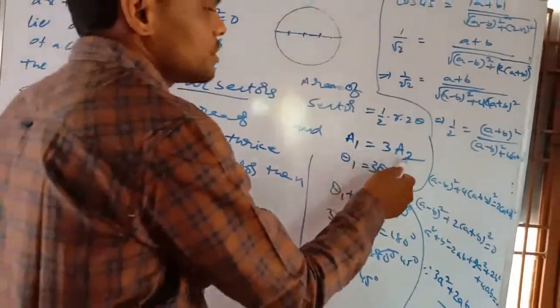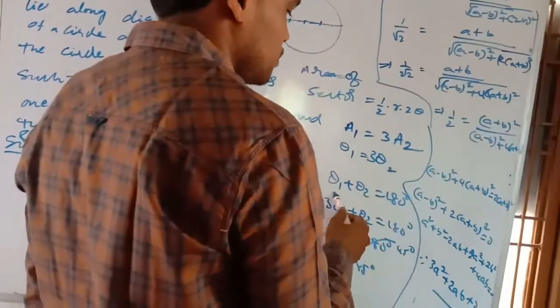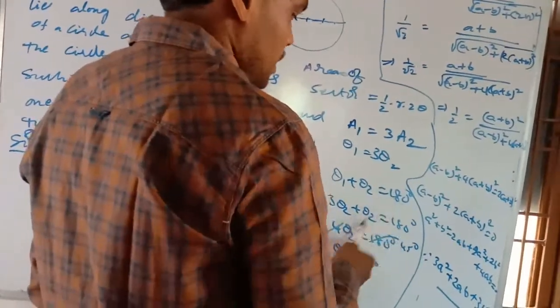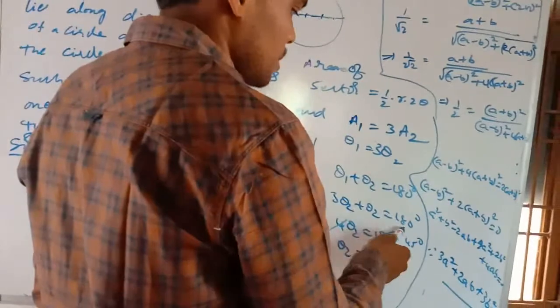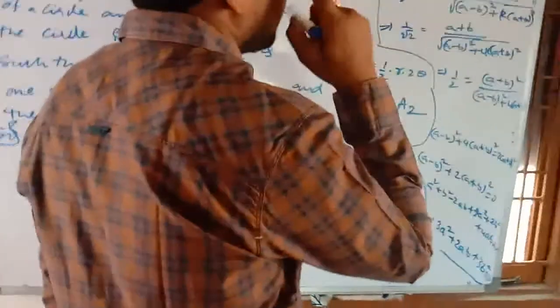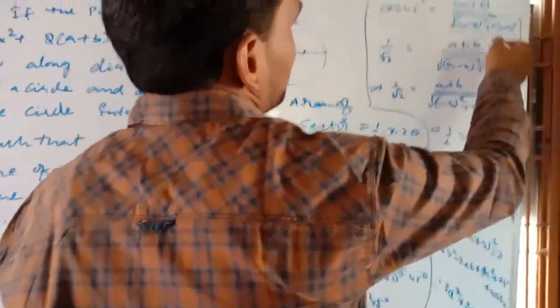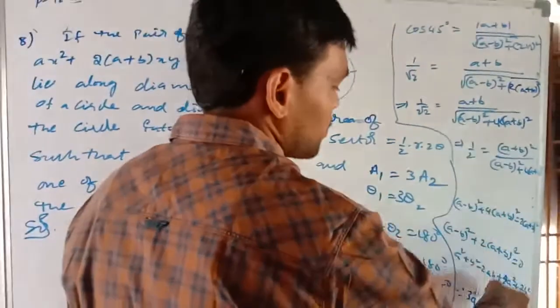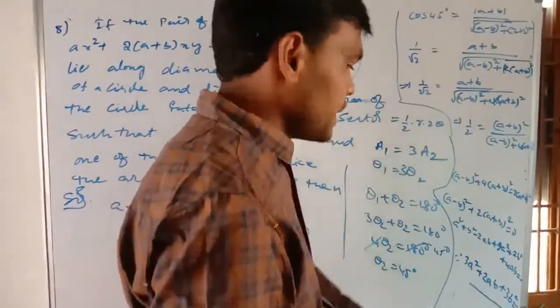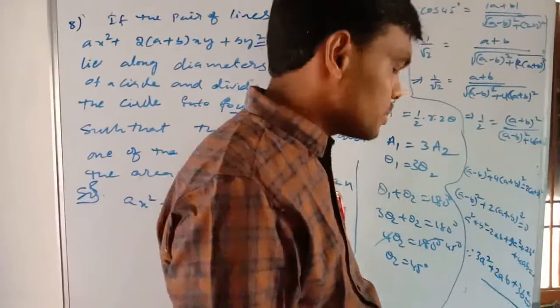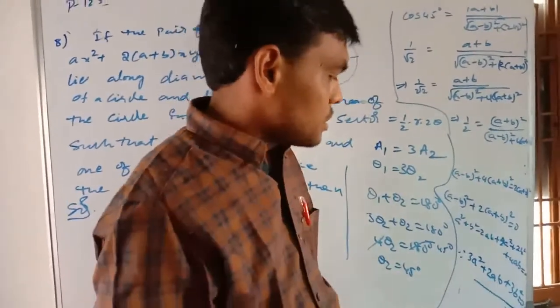That means A1 = 3A2, and so θ1 = 3θ2. The sum of the angles is 180 degrees, so substituting the values, θ is 45 degrees. Now cos θ = |a + b| / √((a − b)²). After simplification, the required answer is 3a² + 2ab + 3b² = 0. Here the answer is this one.